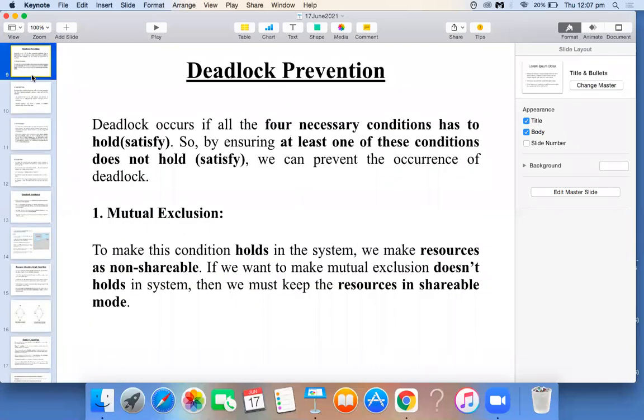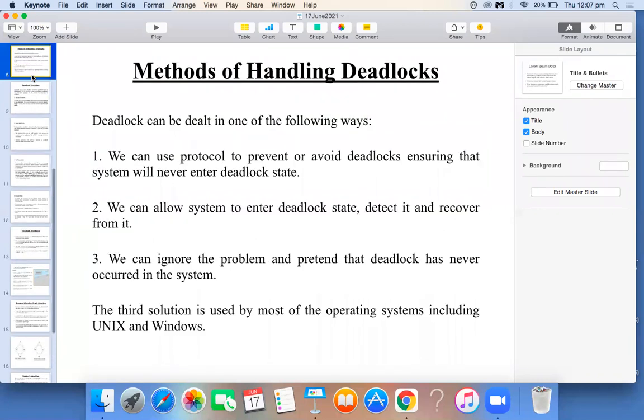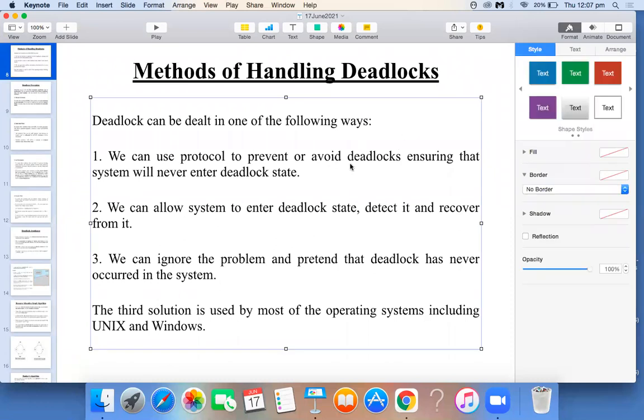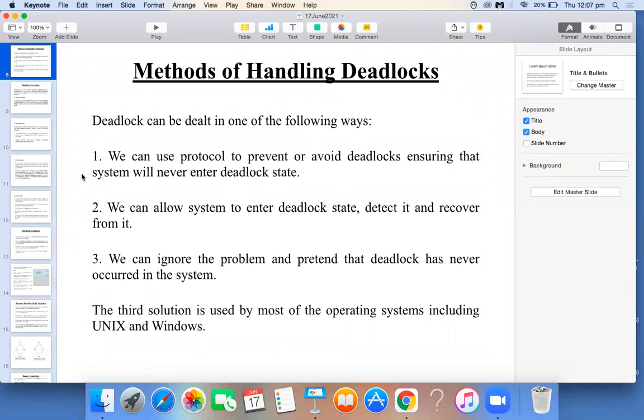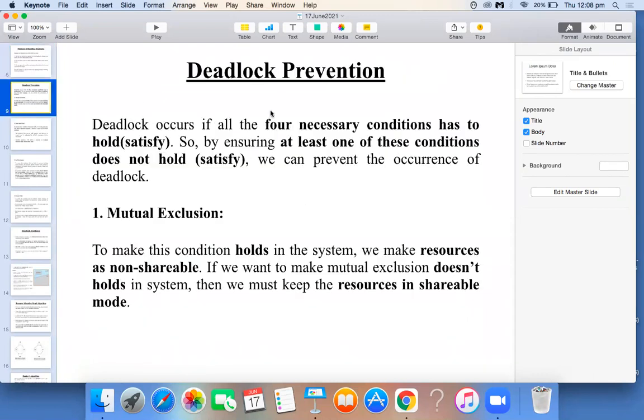Yes, so this was the last class concept we came across, that is deadlock prevention. It is one of the methods for handling deadlocks, correct? The first point says we have to use a protocol to prevent the deadlock, or we can use a protocol to avoid the deadlocks. That is what the first point in handling deadlocks says, right? So this is the first protocol we learned in yesterday's class, that is deadlock prevention, right?